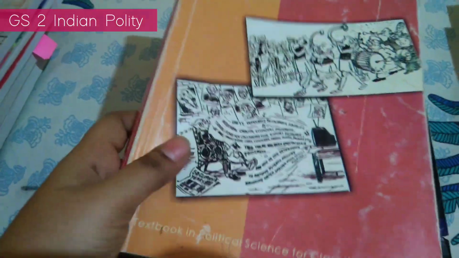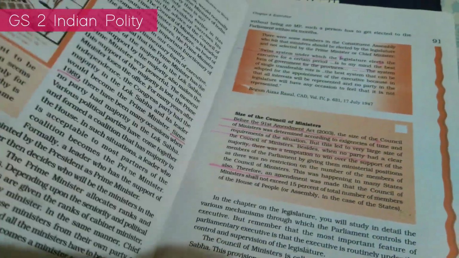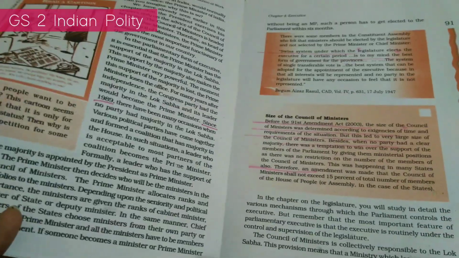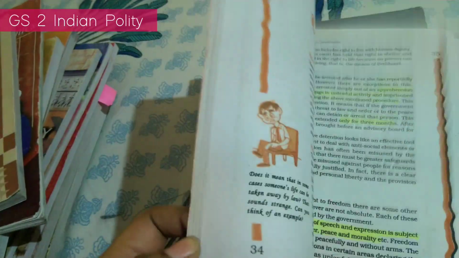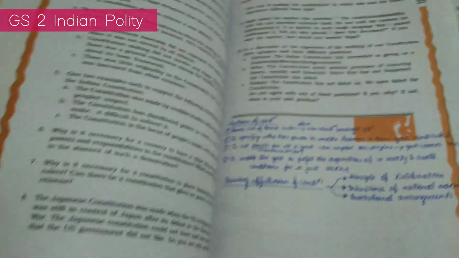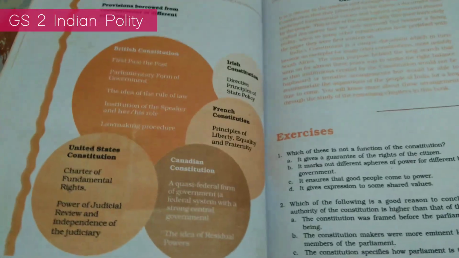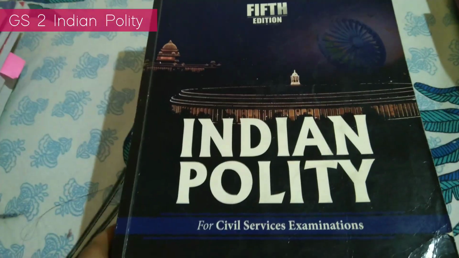And next for polity is Indian Constitution at Work. This is 11th class NCERT. Though we refer to Laxmikant, this is also a shorter version for understanding schedules and different articles in the Constitution. So you can easily go through it and make some short notes at the end of the exercise. And next is Indian Polity.